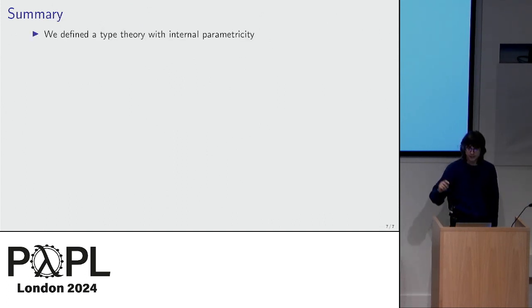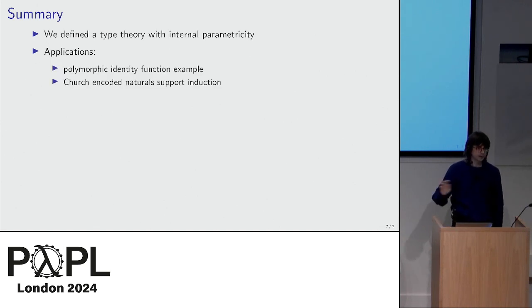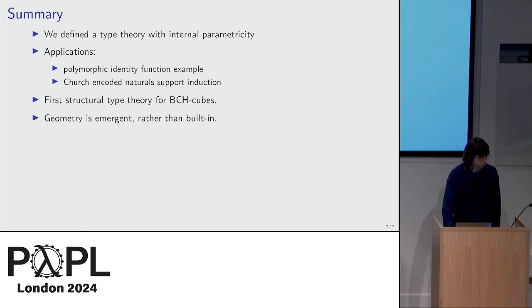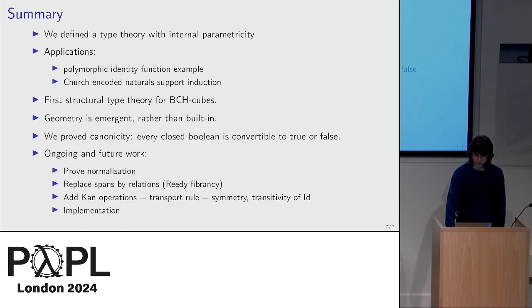So in summary, we defined in this paper type theory with internal parametricity. In the paper, there are some usual applications of internal parametricity, like the polymorphic identity function example, Church-encoded natural numbers support induction. And this is the first structural type theory for BCH cubes. So the substitution behaves as usual, and variables are as usual. Geometry is emergent rather than built-in, so it's simple, and we prove canonicity. And there is some future work. Thank you.